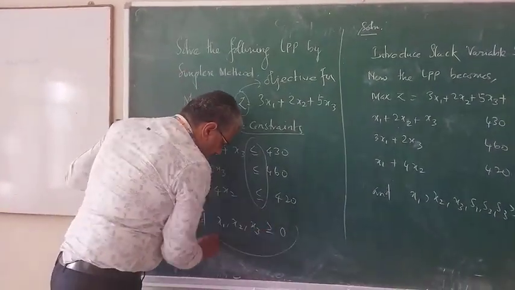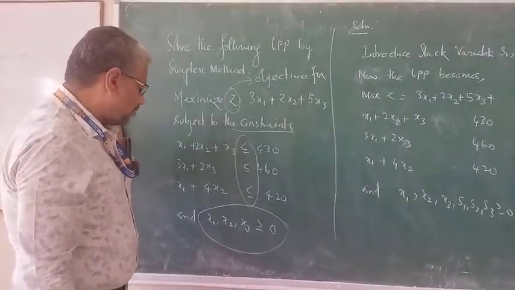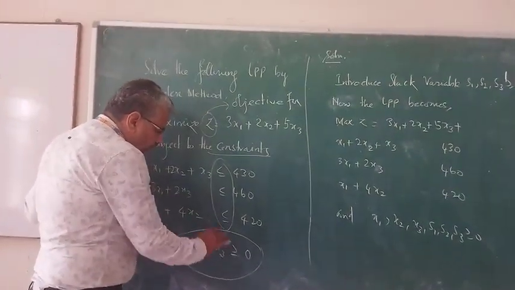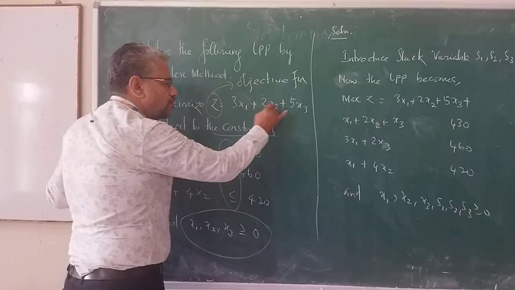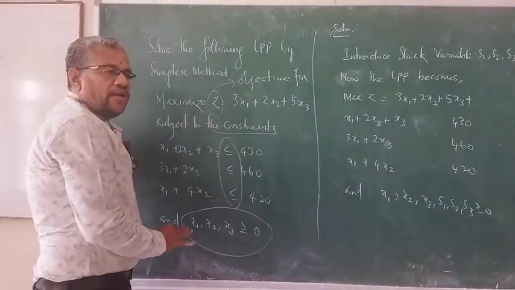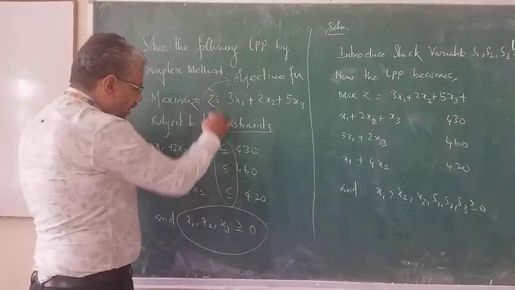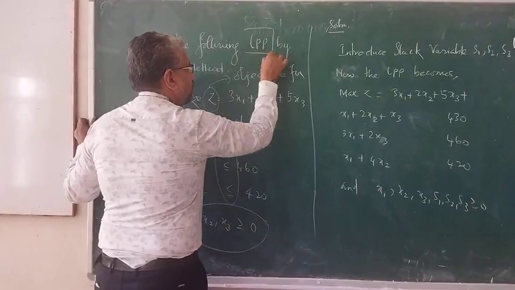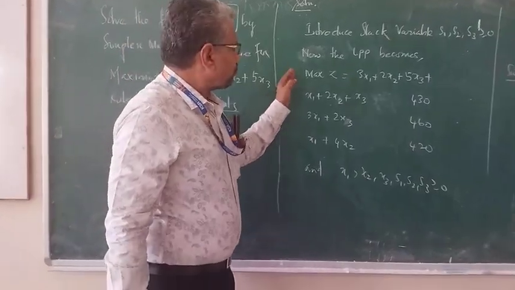Then the third component is called non-negativity constraints. What are non-negativity constraints? It means the values of x1, x2, x3 that we find at the end of the simplex method must be non-negative, which means either 0 or positive. So these three components put together are called a linear programming problem. Right. Now we have to solve the problem.